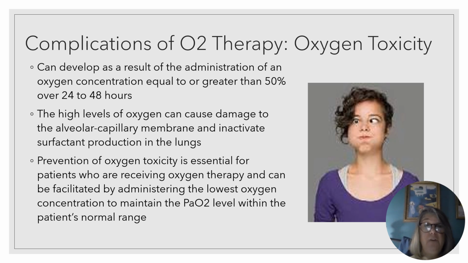So high levels of oxygen can cause damage to the alveolar capillary membrane and inactivate surfactant production in the lungs. Loss of surfactant production can result in the walls of the alveoli sticking together and collapsing. Don't forget, surfactant is that stuff, it's like an ooze, but it works to keep the alveoli open. So if our surfactant goes away, this ooze is no longer there to help keep the alveoli open.